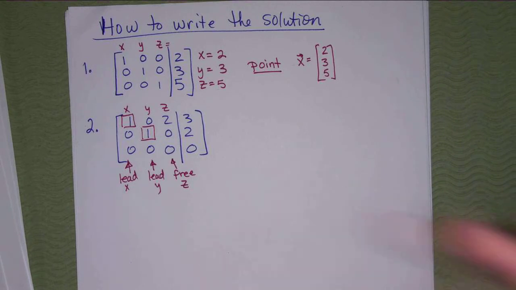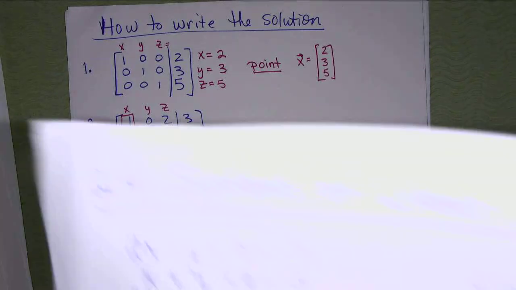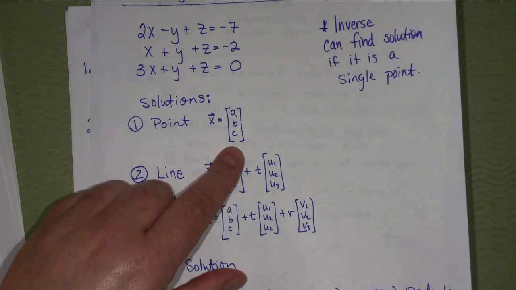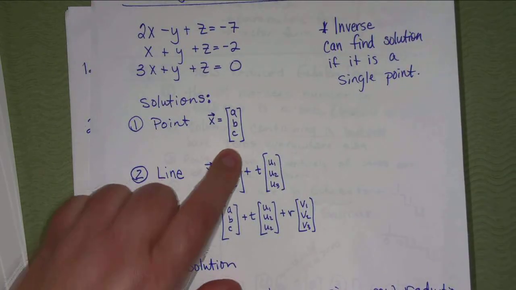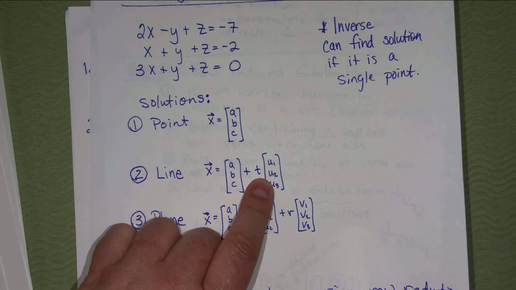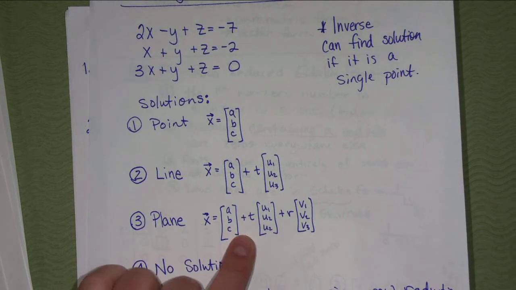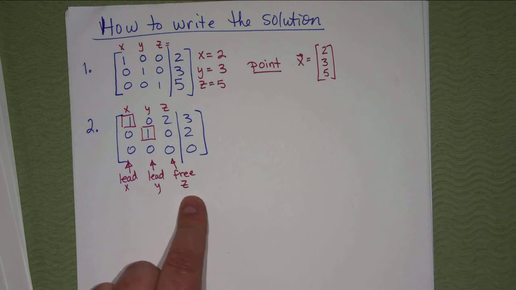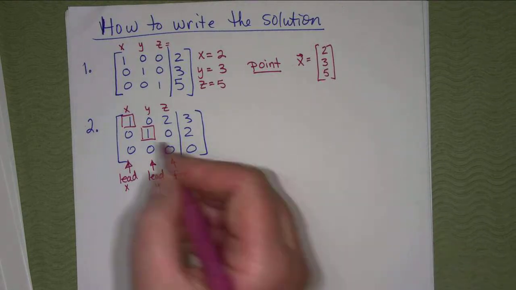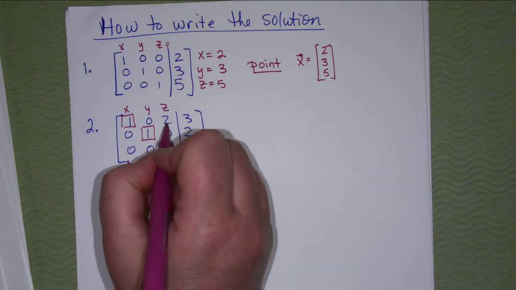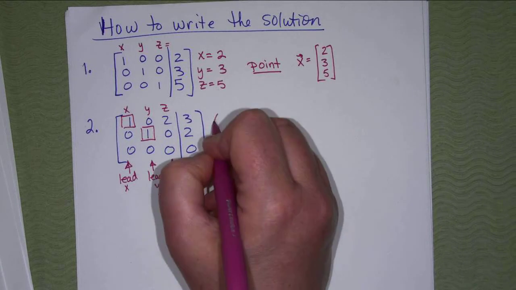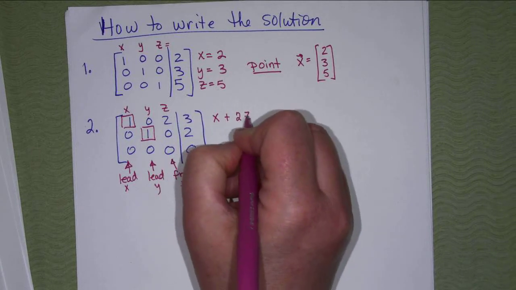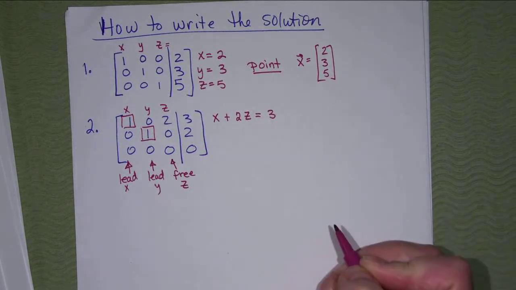A line, right? So a point has no free variables. A line has one free variable, that's the t. And a plane has 2 free variables. So here we've got one free variable. So we still write out the solution the same way. This is x, but then there's 2z. So this is x plus 2z equals 3. And our second line gives us y equals 2.